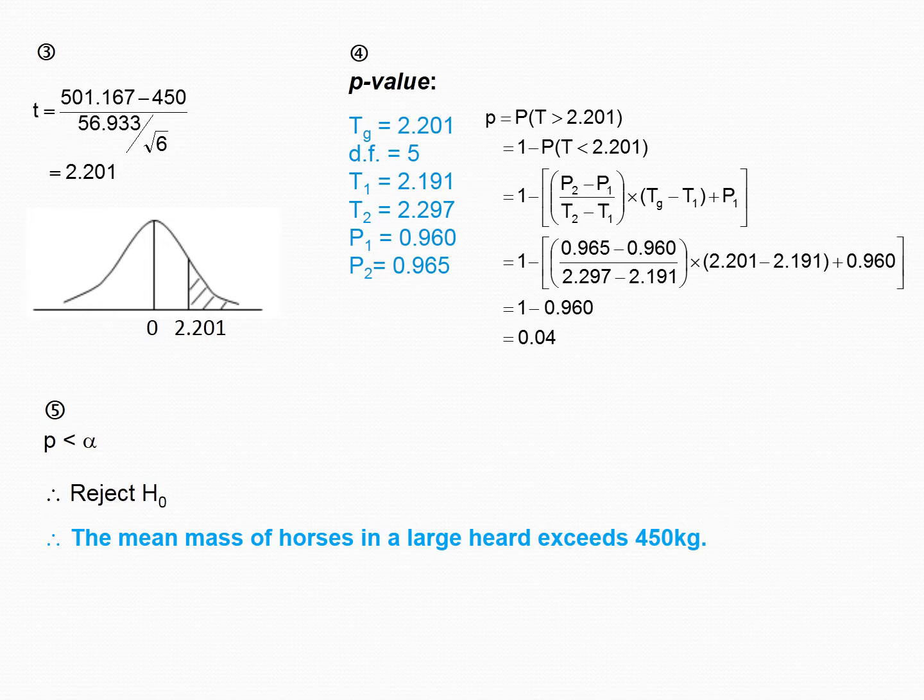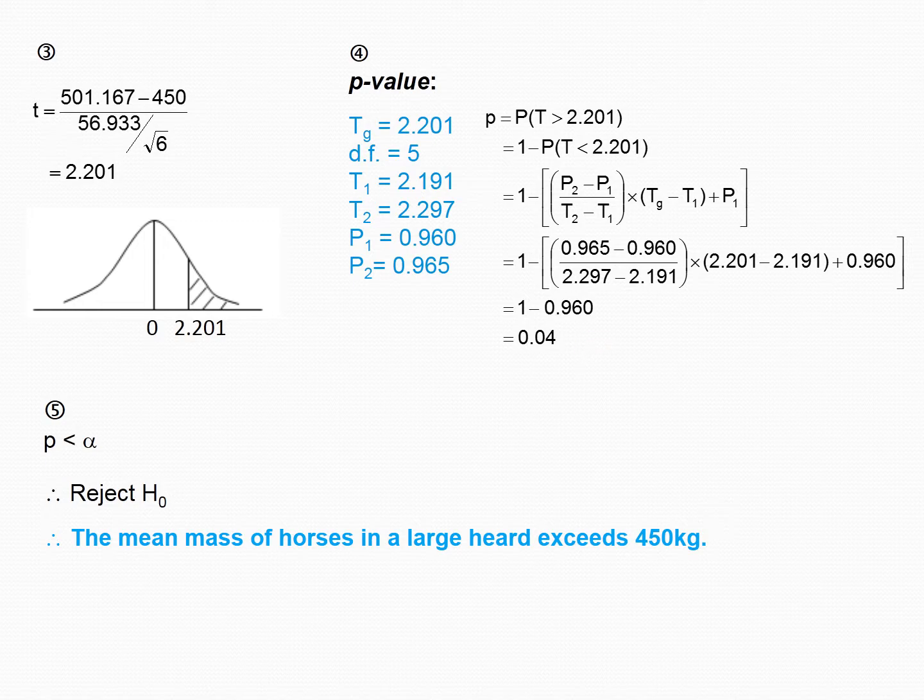So we are looking for the probability that t is greater than 2.201. Because we only have the values to the left-hand side of a positive t-value, we can rewrite that probability as 1 minus the probability that t is less than 2.201. Then we substitute the values into our interpolation formula, and our p-value will then be 0.04.